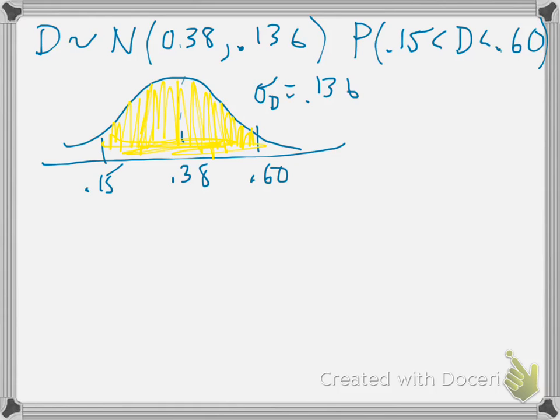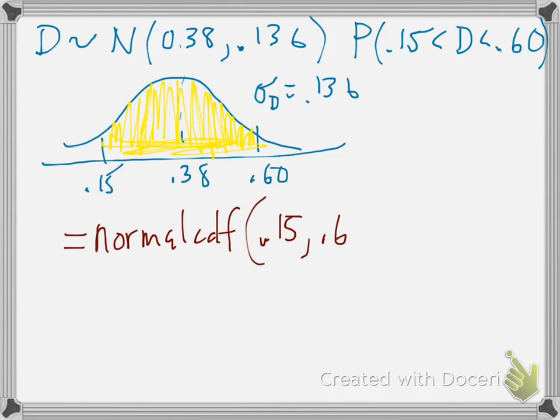I'm going to go ahead now and just use technology. I could do two z-scores, but I think it's getting a little cumbersome here. So this is going to equal normal CDF, and my lower is 0.15, my upper is 0.60, my mean was 0.38, and my standard deviation was 0.136. Light at the end of the tunnel.